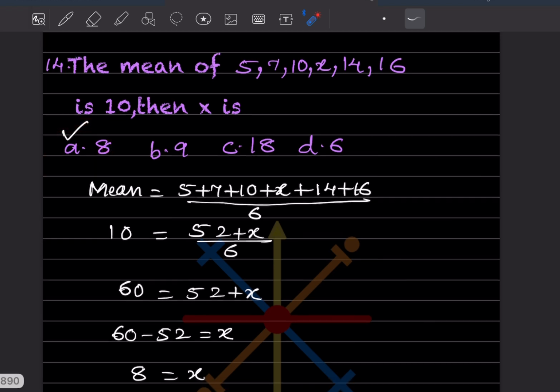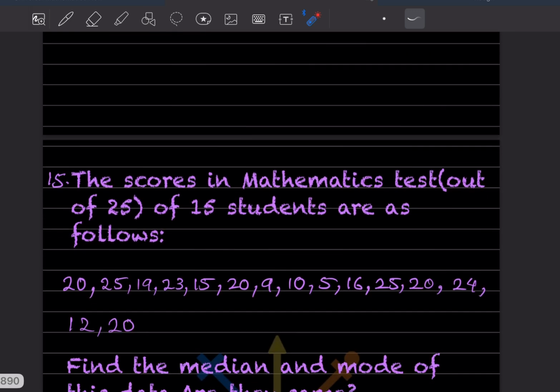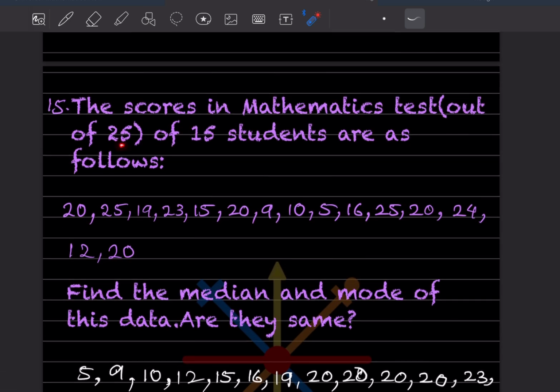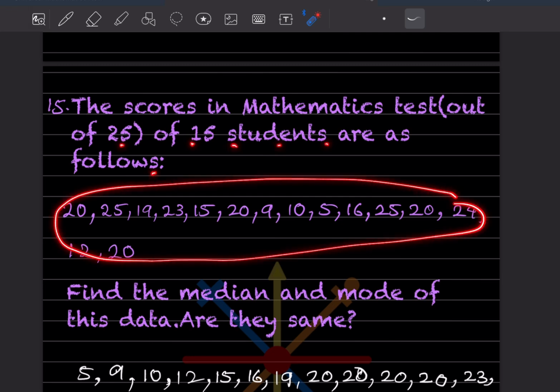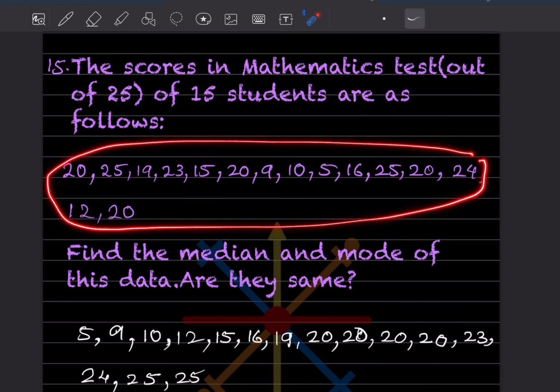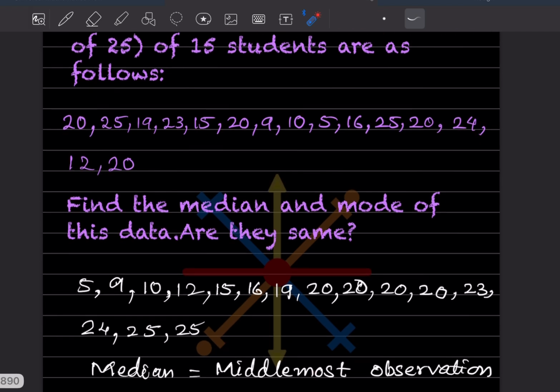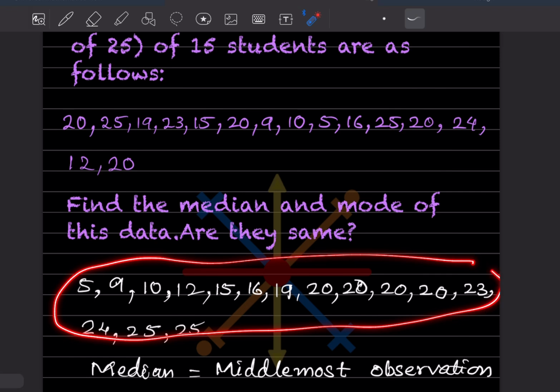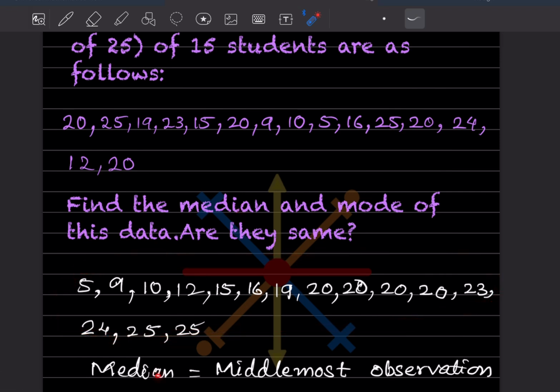The scores in a mathematics test out of 25 of 15 students are as follows. These are the scores given, and you have to find the median and mode of this data, and then say whether they are the same. Whenever you want to find the median, the first thing you have to do is arrange the data in ascending order. So this is arranged in ascending order. Then you have to see the median. Median means the middlemost observation.